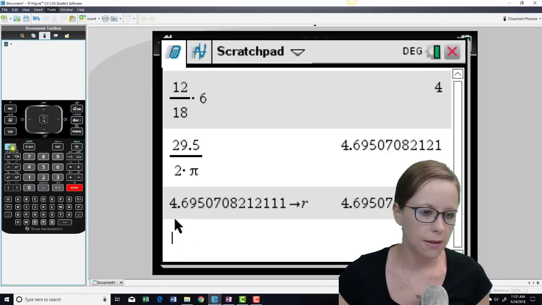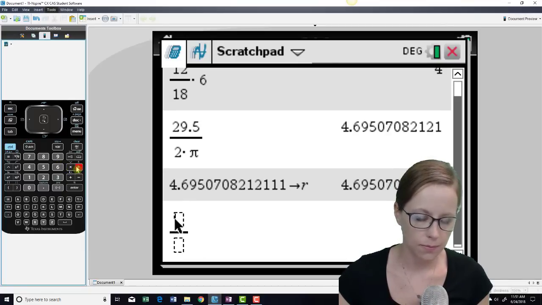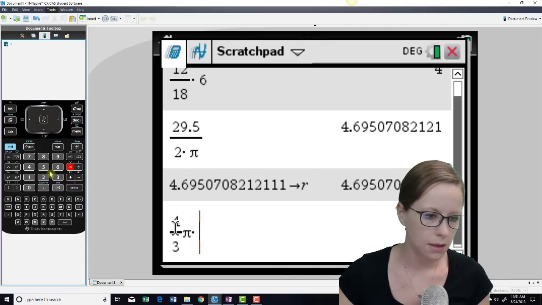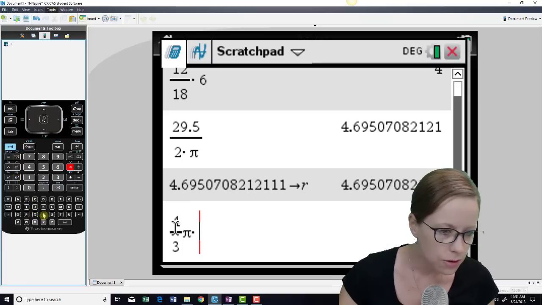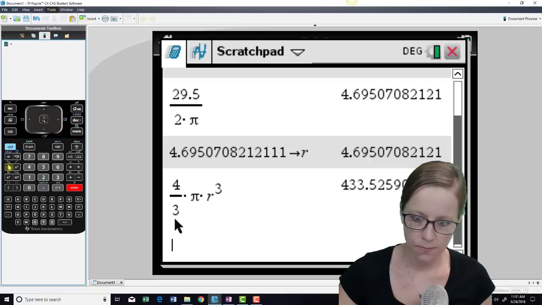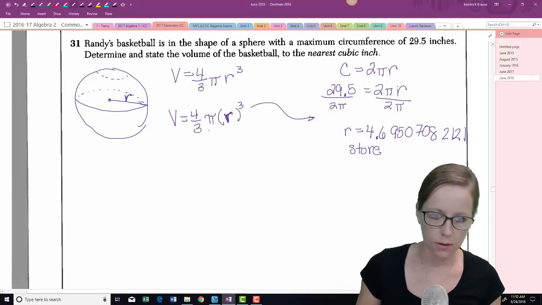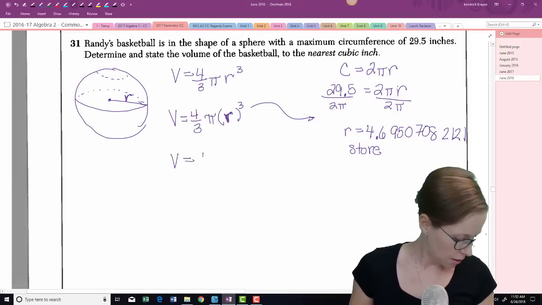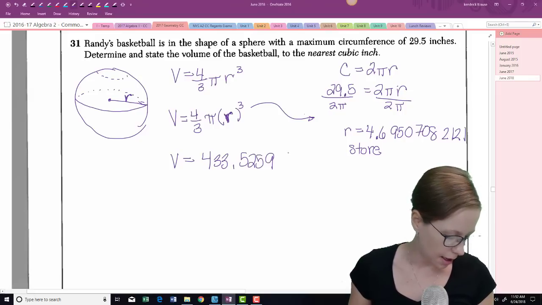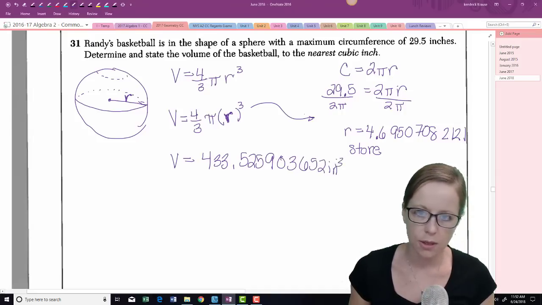So Control divide, 4/3 pi times r cubed. 433.525. So volume equals 433.525903652 inches cubed.